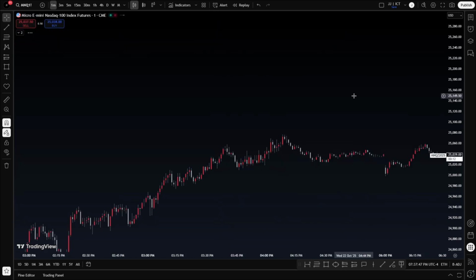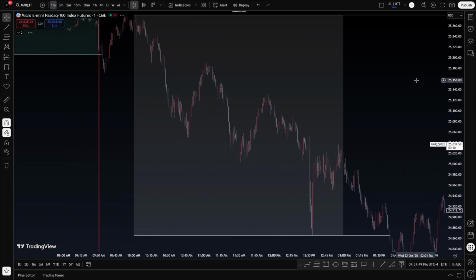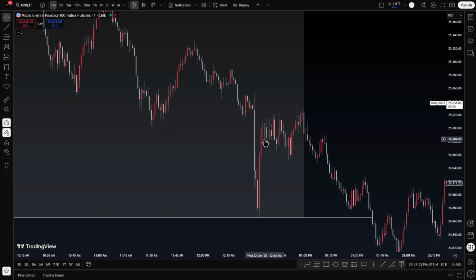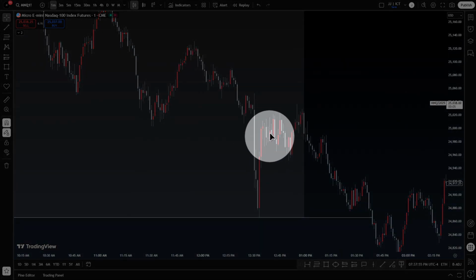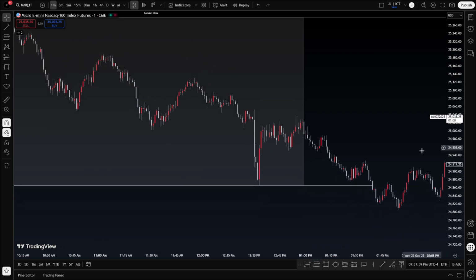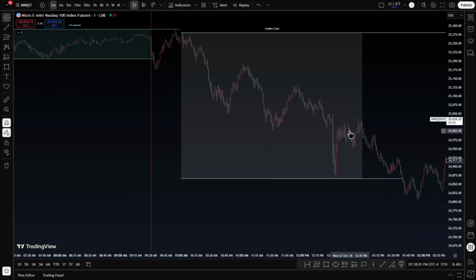So an example of time distortion, let's see if I can find one from today's price action, would be something like this. See this right here? Where price is just not doing anything, and it's just back and forth. That's time distortion right there. Now, notice that I'm highlighting this within the London close. Yeah, I did say kill zones, right? It's within a kill zone, okay?